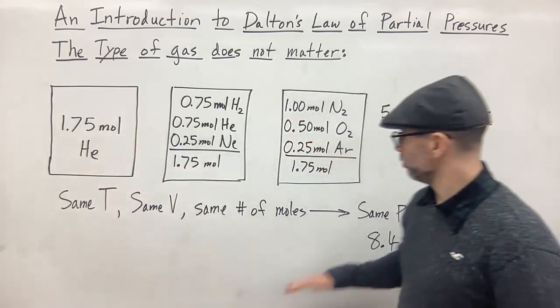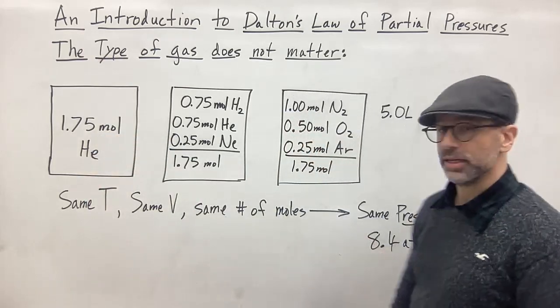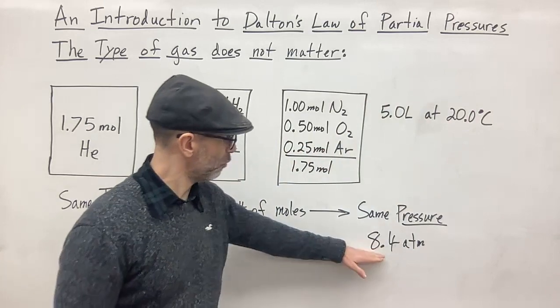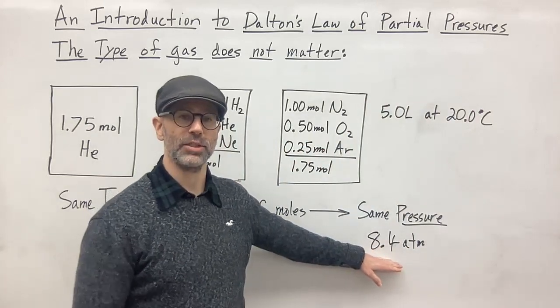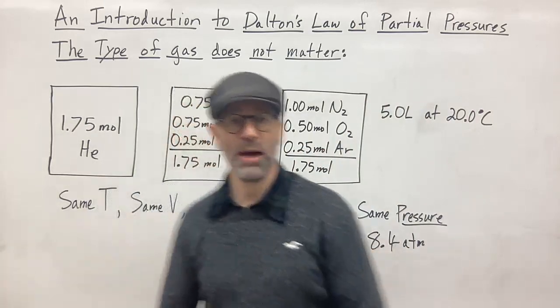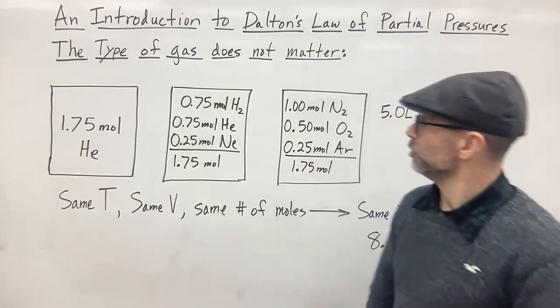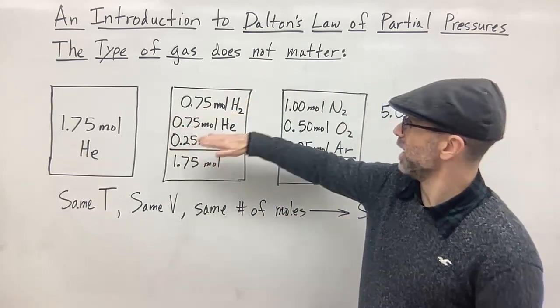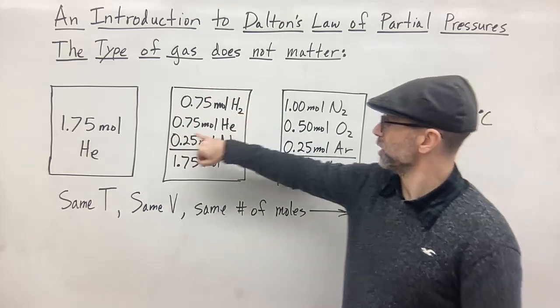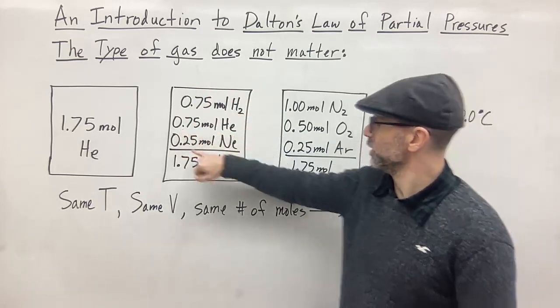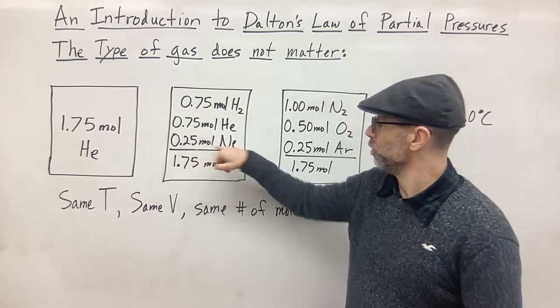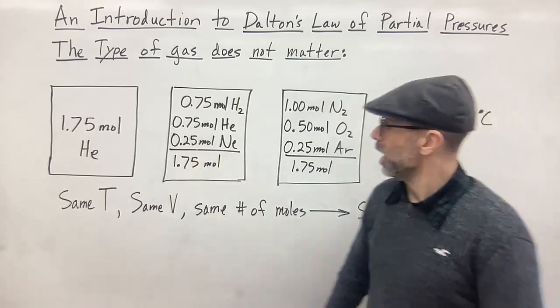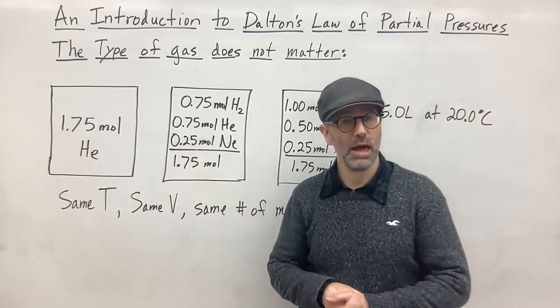And you solve for pressure, then you'll get 8.4 atmospheres as your answer. Now, if you have a mixture of gases, for example, you can have 0.75 moles of hydrogen, 0.75 moles of helium, 0.725 moles of neon. You could do a couple of things in calculating this.